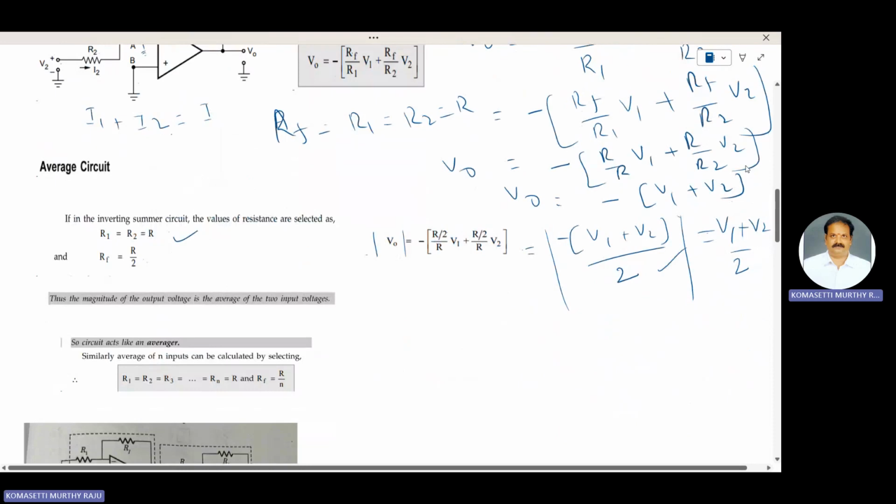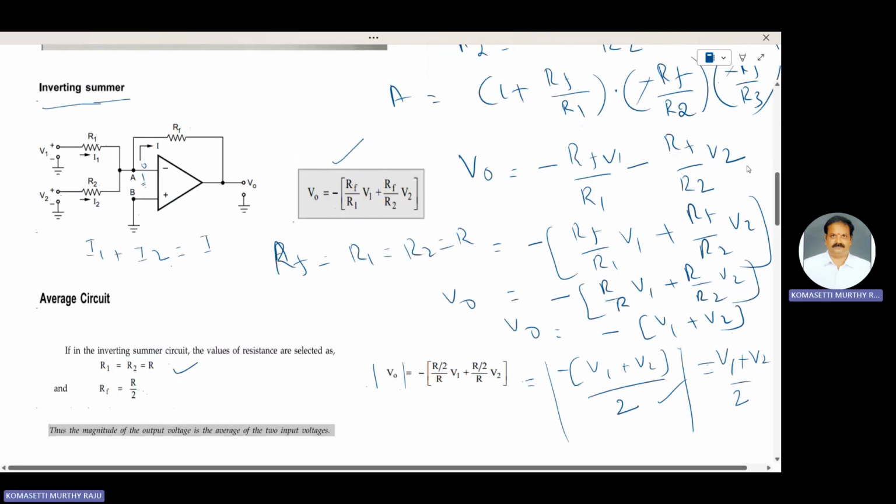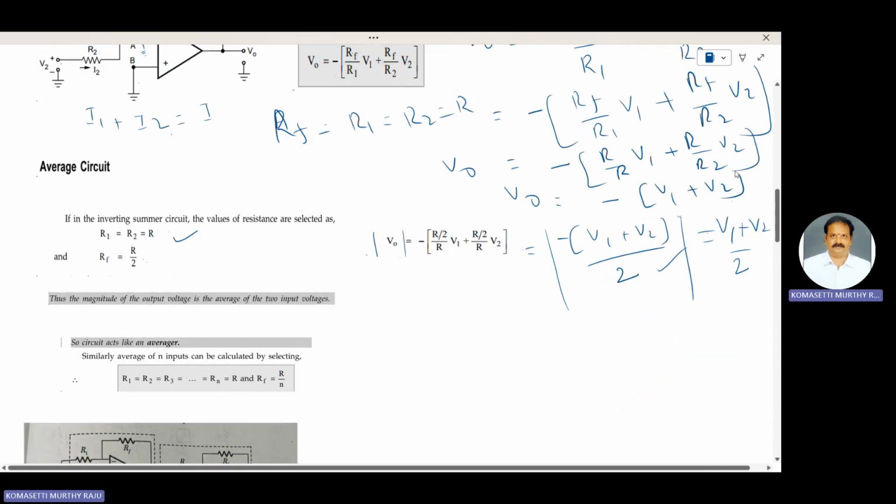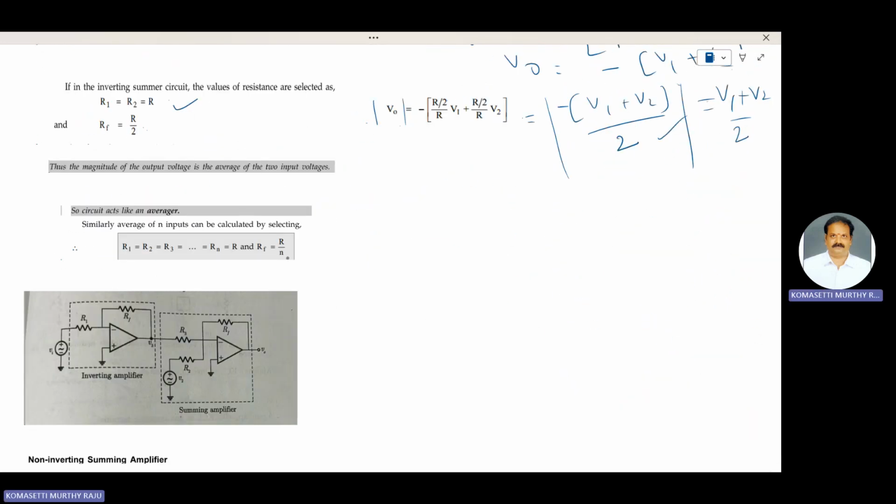In that case, R1 is equal to R2 is equal to R3, and so on and so forth, Rn is equal to R. Rf is equal to R by N. In the previous case, Rf is equal to R by 2 because there were two inputs. Here, two inputs. That is the reason we use R by 2. For n inputs, Rf is equal to R by N. R1 is equal to R2 is equal to R3 and so on and so forth, Rn is equal to R and Rf is equal to R by N.